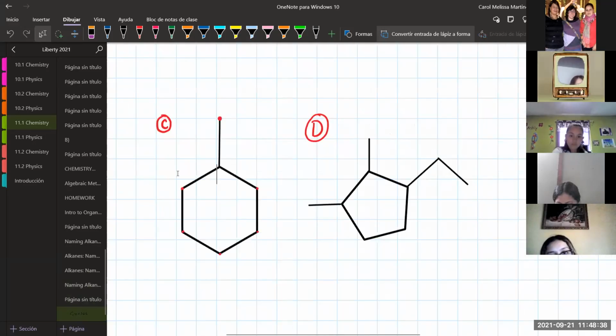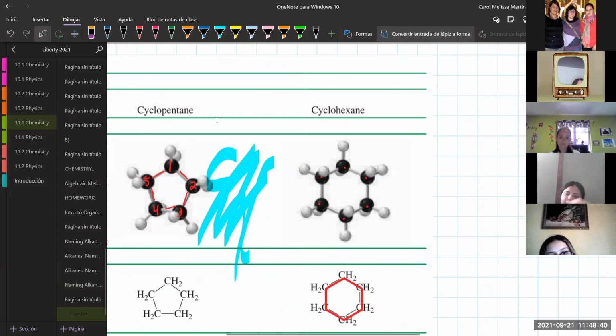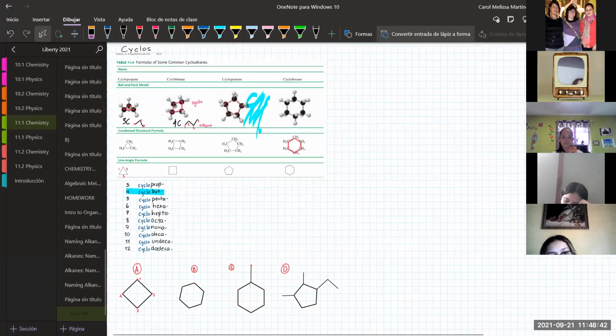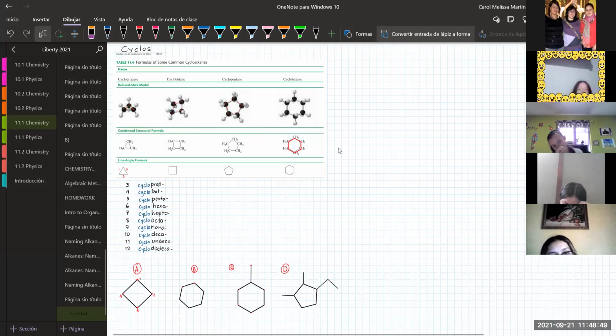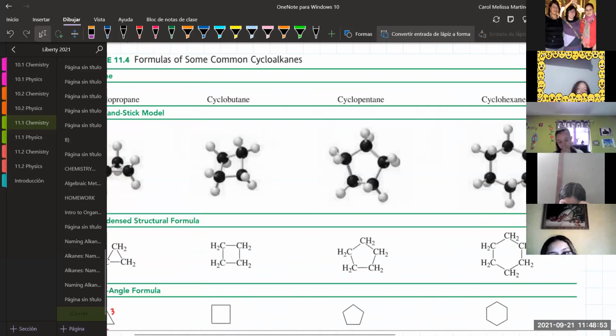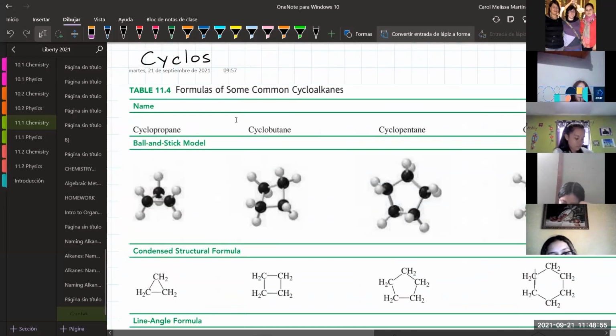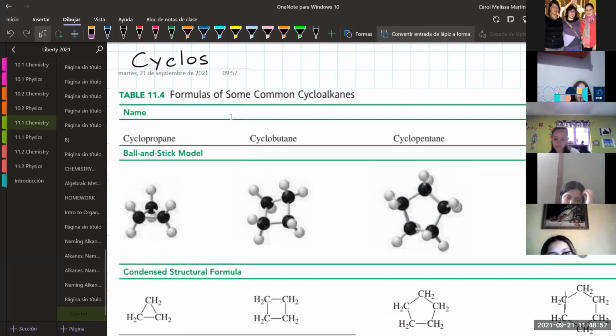Comes another kind of substituent that is called cyclo. Sorry, I forgot to erase this. Okay, take a look at this. I have a table right here that says formulas of some common cycloalkanes.